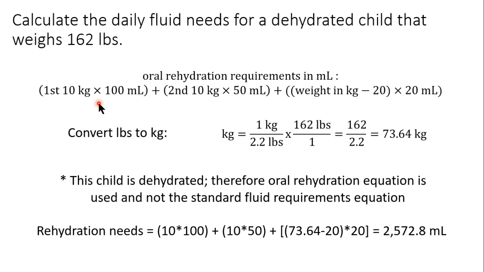So then the rehydration needs for this child are 10 times 100 for the first 10 kilos, 10 times 50 for the second set of 10 kilos, and then the weight minus 20, because we already accounted for those 20 here and here, and that times 20, which gives us 2,572.8 milliliters that the child needs.